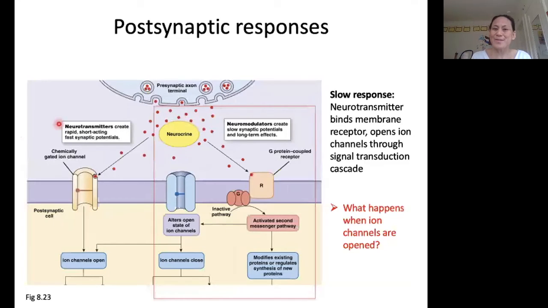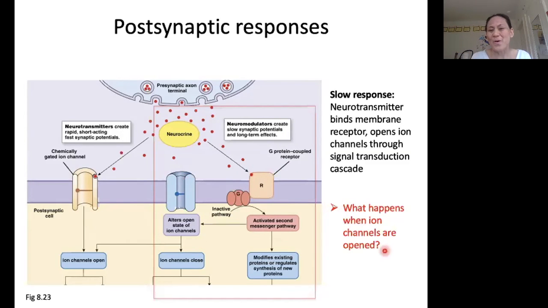Let's talk about the slow response, okay? So in a slow response to neurotransmitter release, what's going to happen is the neurotransmitter is going to bind to a receptor on the postsynaptic cell, just like we have already seen. But that receptor will be linked to a signal transduction cascade. Now, we can get a variety of effects from that signal transduction cascade, but the main effect that I want to focus on here is that that signal transduction cascade can lead to opening or closing of ion channels, okay?